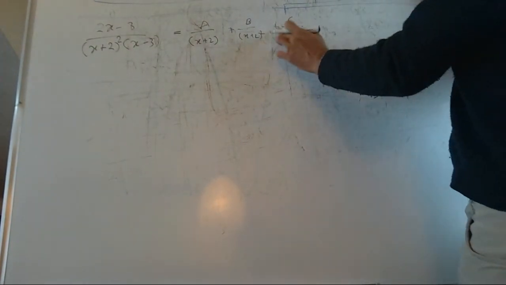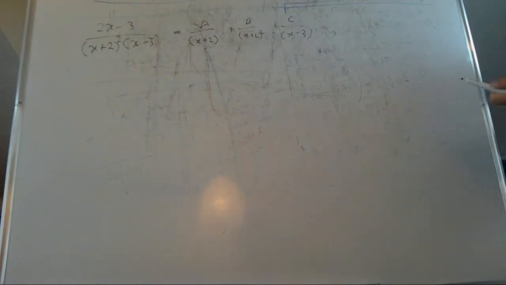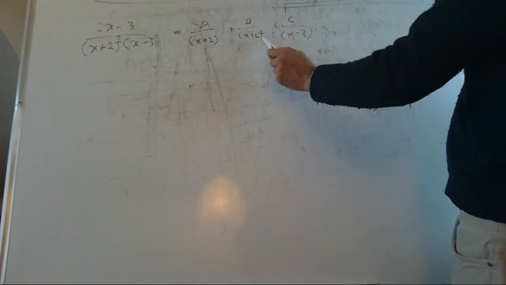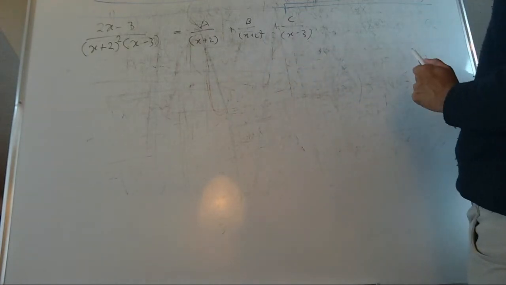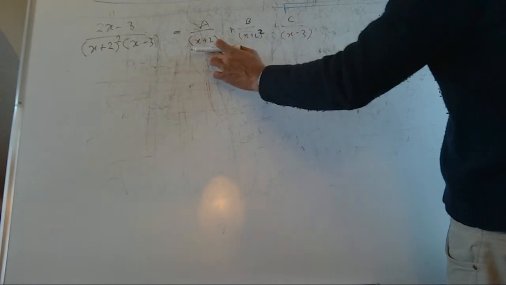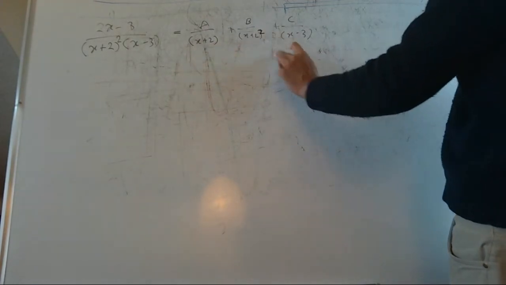Okay, so let's go through that again. If you look at the common denominator here, it's going to be (x + 2)²(x - 3), because you have an (x + 2)² here, so that one actually goes to that one, but then these two together will give you the common denominator there.